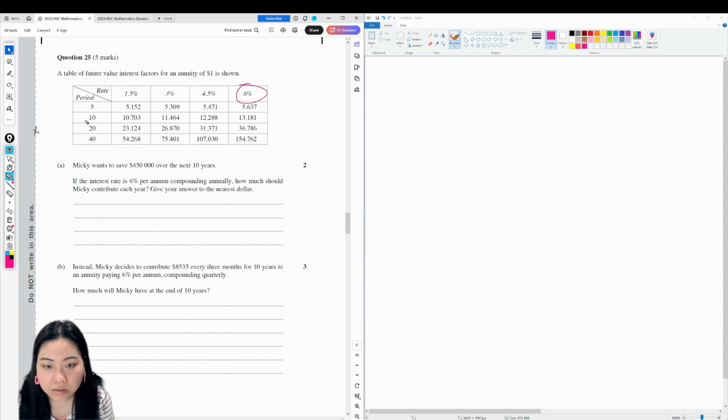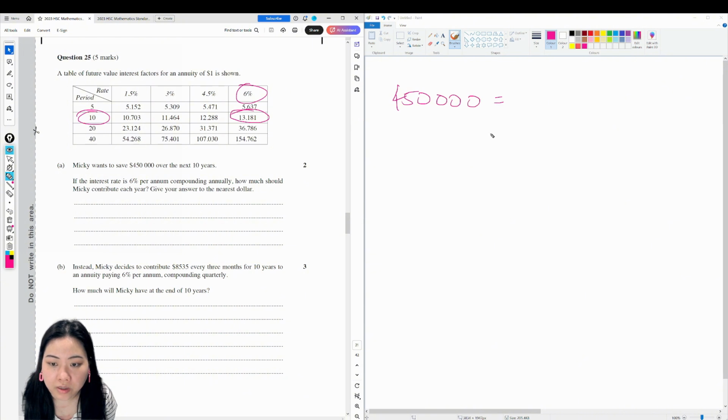Let's see. 6%, how long? 10 years? And then this is the figure we're working with. What this number means is for every dollar that Mickey puts in every year, it's going to become $13.18 in 10 years' time. If we want the total to be $450,000, how much should he put in? So how much does he need to put in when multiplied by 13.181? It's going to become 450,000.